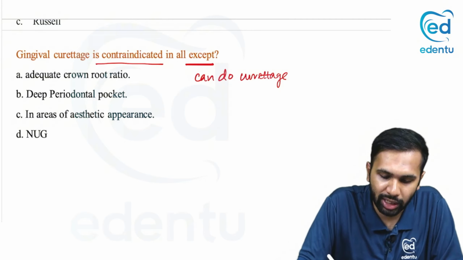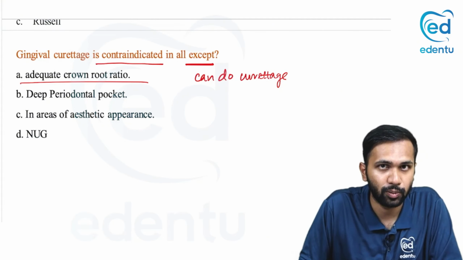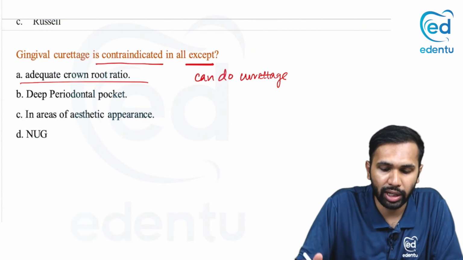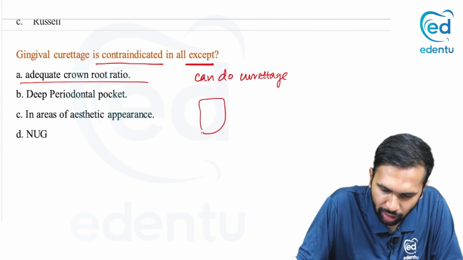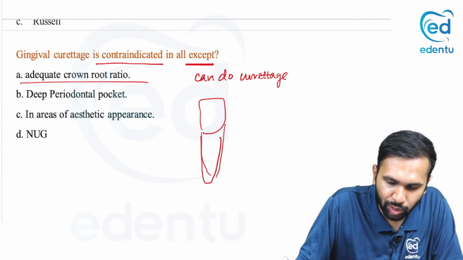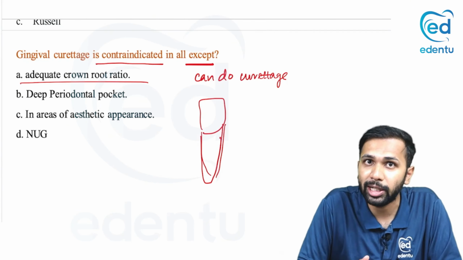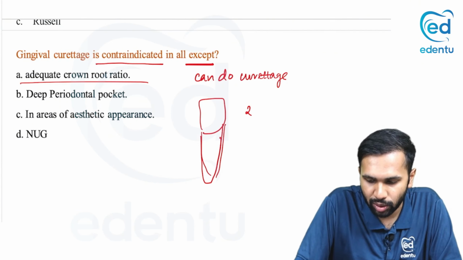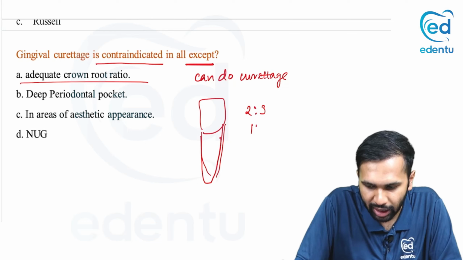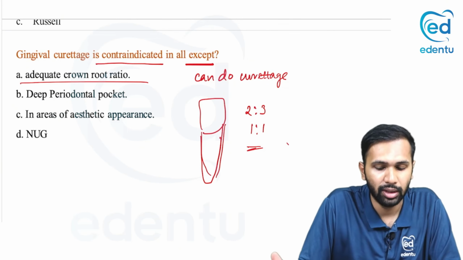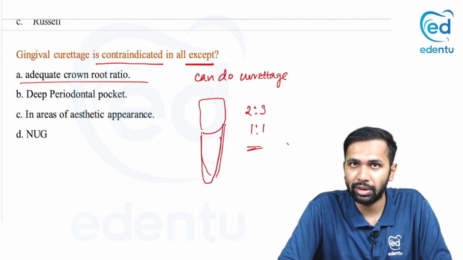Option A, adequate crown to root ratio. Crown to root ratio means the ratio of the crown to the root. You would have studied this in Periodontics and in FPD. An ideal average crown to root ratio should be 2 to 3. An ideal should be 1:1 and all that. Inadequate crown to root ratio can be a problem.